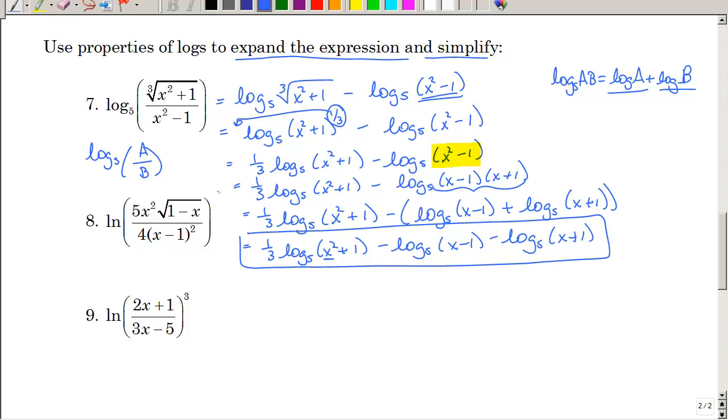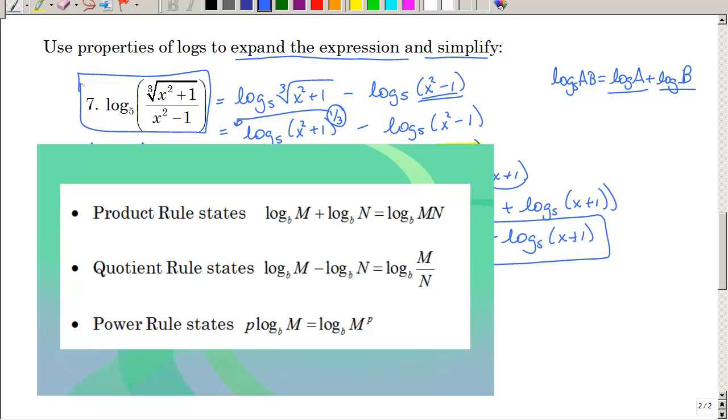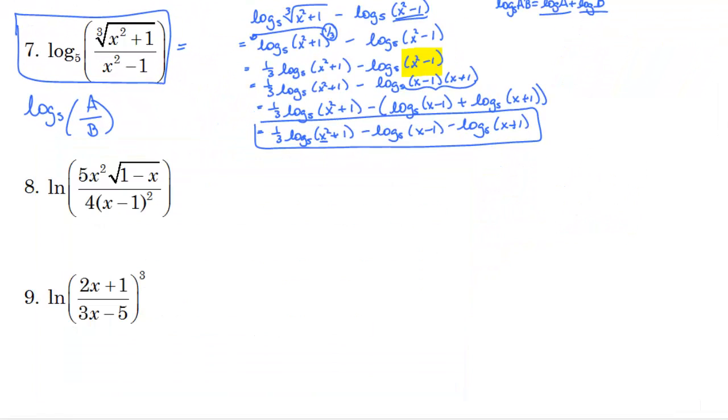So this would be the same as that. By using those properties, we use the property where we could subtract, the property of the multiplication, we use the power rule. So we used all three of those. All right, let's try the next problem.